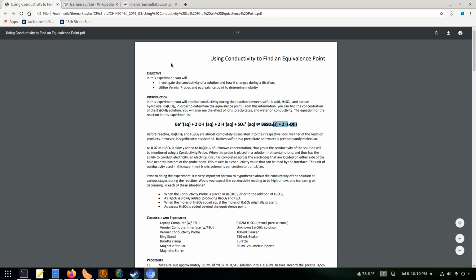So what we're going to be doing is looking for a point where it goes to its lowest possible. It'd be great if it goes to 0, but our probes really aren't that good. We're going to see how close to 0 it gets, and then try to get the equivalence point, or we're going to get our endpoint based on the conductivity directly. All right, let's get into the lab.